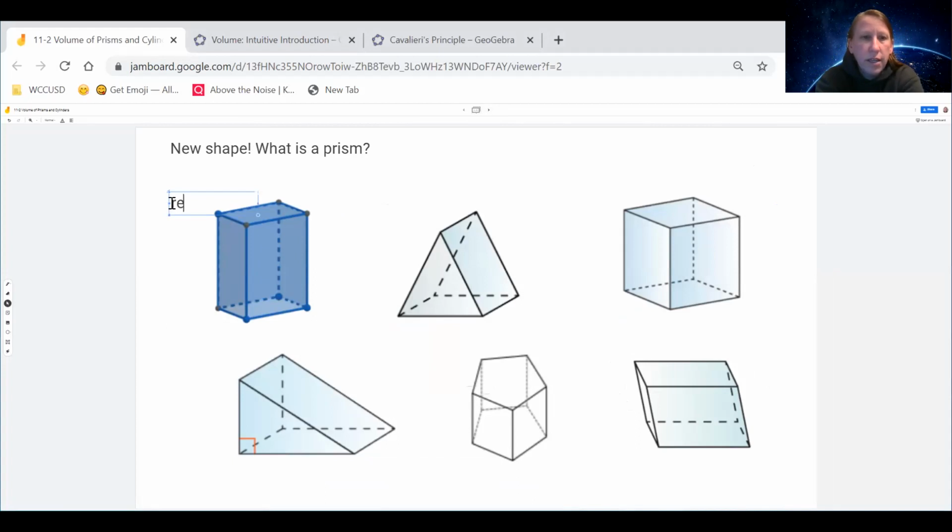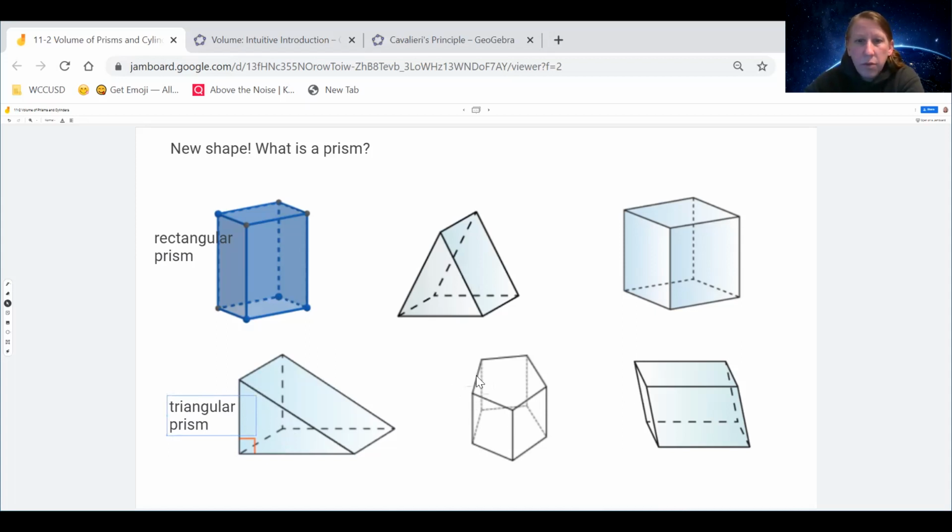This one is a rectangular prism. What did we talk about recently on this one? What kind of prism is this? This is a triangular prism. Even though it's sitting on this rectangle, that's not the base.